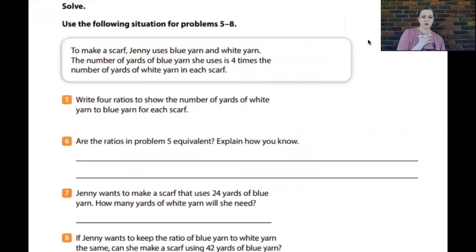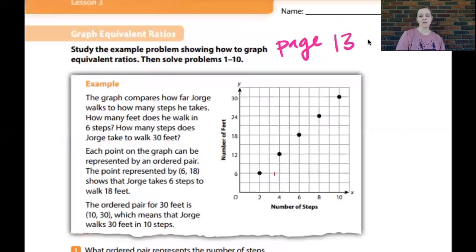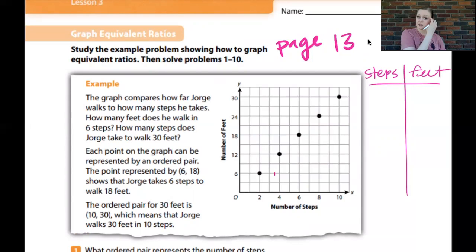Okay, and then another way, actually let's keep with the same problem. Another way that you might see your equivalent ratios is in a ratio table. So in this case, I'm just going to say X and Y since we are using a coordinate plane. You could also put steps to feet, right? That's another way that we can look at this ratio. We talked about ratio tables a lot, right? Where if I take 2 steps, then I know that I'm going 6 feet, right? Another point from my table or from my graph, 4 steps is going to be 12 feet. 6 steps is going to be 18 feet.